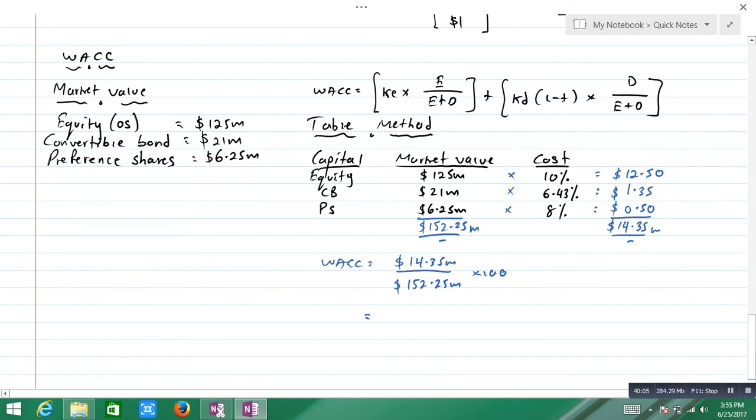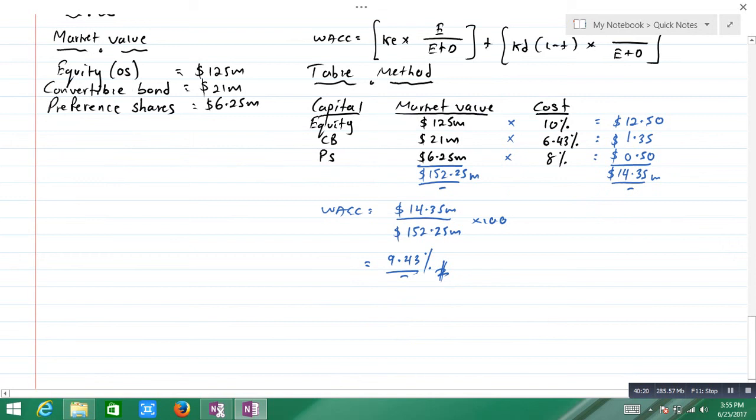And don't forget, we have the assumptions. We need to write the assumption, which, if you still remember, I explained in the beginning of the question. We have to ignore the overdraft in the WACC calculation. So we have to write that.